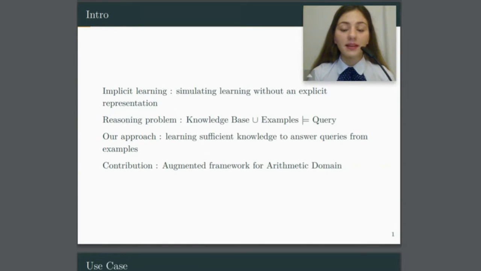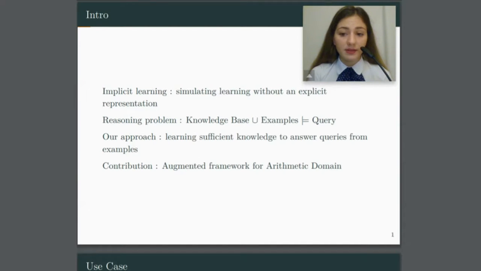By implicit learning, we mean the kind of learning where the algorithm doesn't produce an explicit representation of the hypothesis. The algorithm, called SciPAC, uses both a knowledge base and a finite set of examples in order to decide entailment of the query. We augmented this framework to the arithmetic domain, allowing for continuous data values and reasoning with more expressive languages.